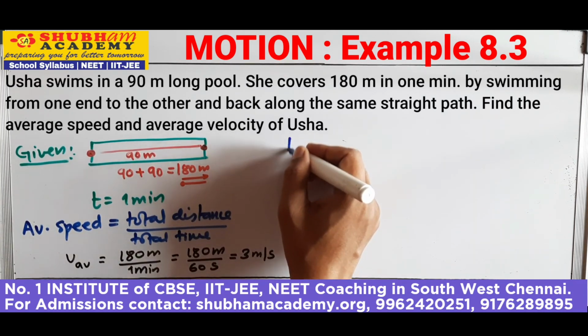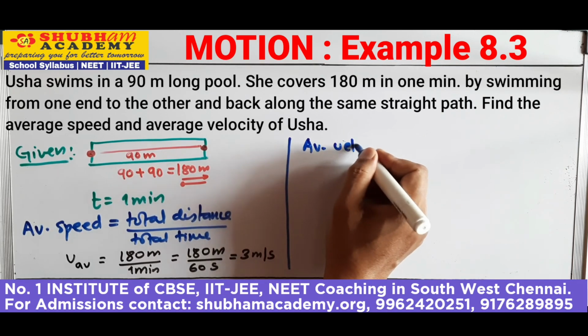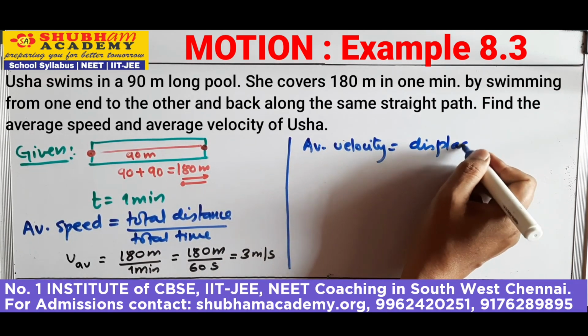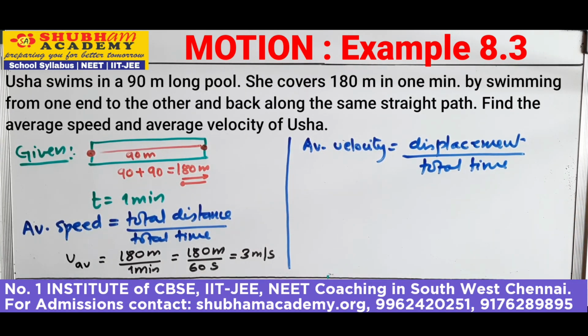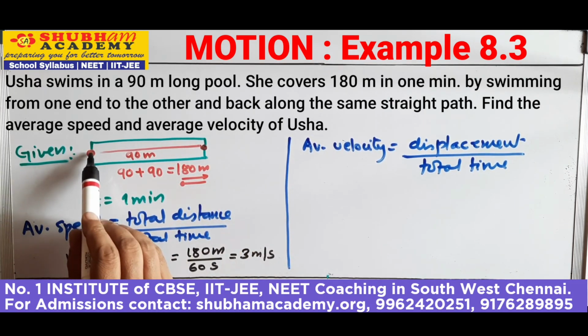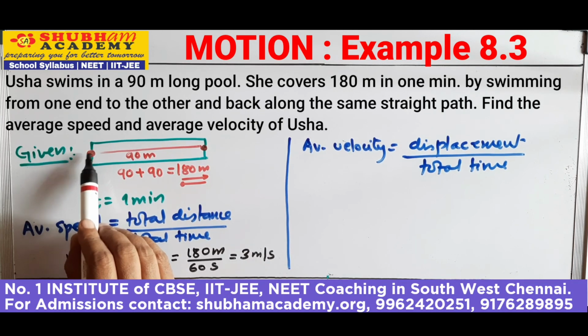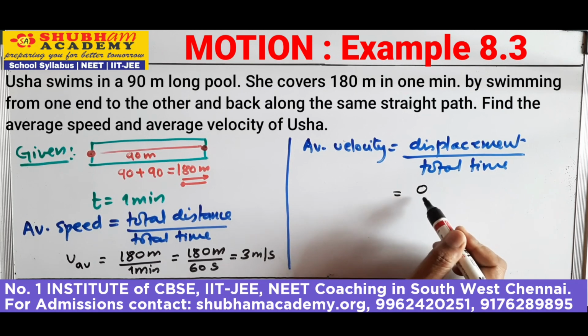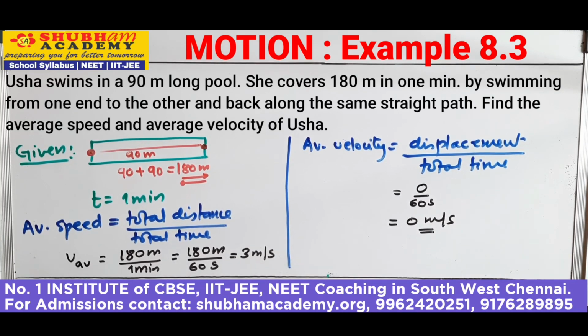Now average velocity. What is average velocity? It is displacement by total time. So average velocity is equal to displacement by total time. Now you just try to understand that Usha started from this position, she went up to this position and again came back to the same original position. So what is the displacement? 0, because she started from here and now again she is here only, same point. So the displacement is 0. So 0 by total time taken, 60 seconds. 0 by anything is 0. So you get 0 meter per second. So the average speed is 3 meter per second and average velocity is 0 meter per second.